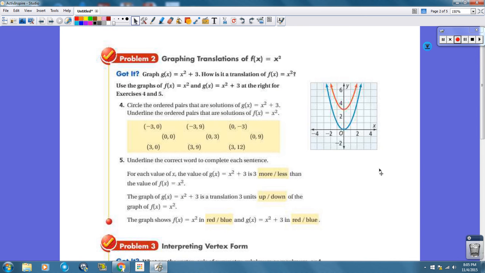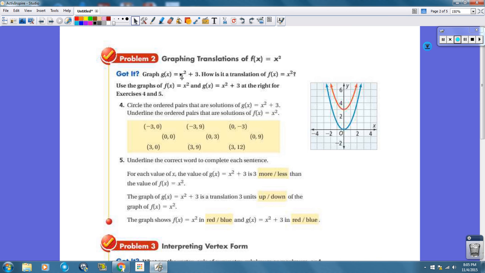Okay, so now we're looking at problem number 2. What we're going to do is graph translations of f of x equals x squared. So remember, f of x equals x squared would be our parent function. So that's this blue one here. Okay, so we graph that because this is f of x equals x squared.